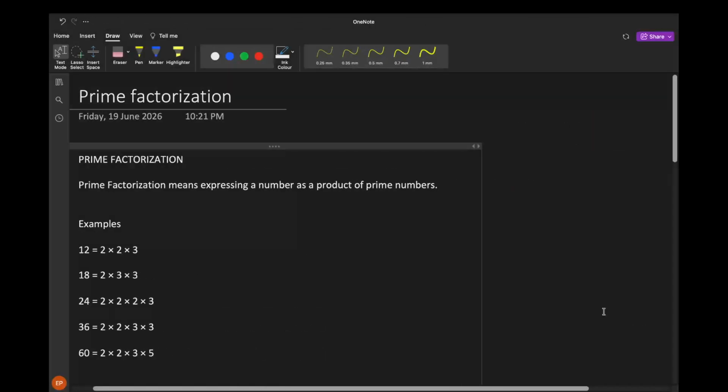Hello everyone, welcome back. In this video, we will see prime factorization. Prime factorization means expressing a number as a product of prime numbers. Let me take example 12. 12 can be represented as 2 into 2 into 3, which means, let me write here.